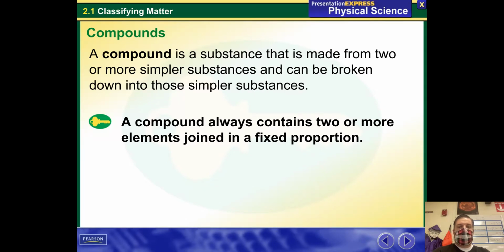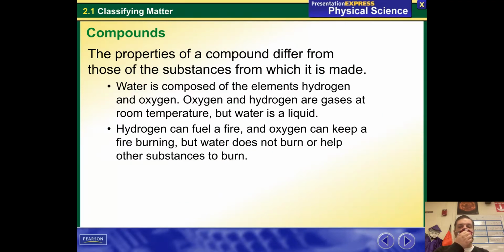A compound is a substance that's made from two or more simpler substances, and can be broken down into the simpler substances. A compound allows two or more elements to be joined in a fixed proportion. Now what that means is when I take any amount of water, it's going to be 2 hydrogen to 1 oxygen atom. So we'll have 2 hydrogen atoms connected to 1 oxygen.